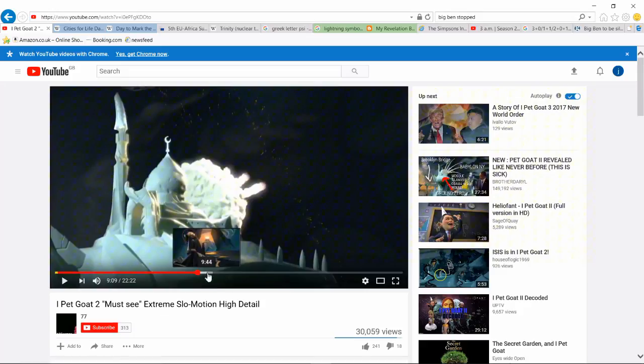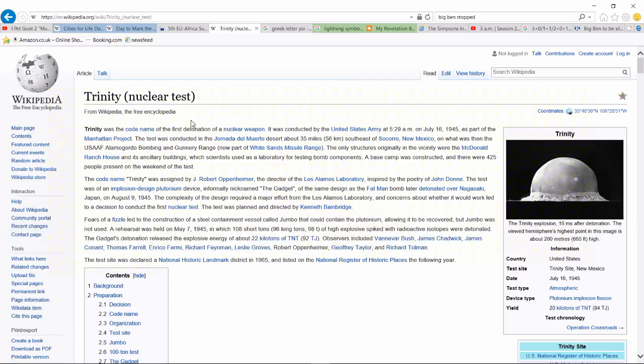3 is the number of Trinity, God the Father, the Son, and the Holy Ghost. But again, Trinity is also the code name of the first detonation of the nuclear weapon, and it would be ironic if the first detonation of a nuclear weapon by British and American scientists was used against the British and the Americans. Yeah, it wouldn't be good at all.